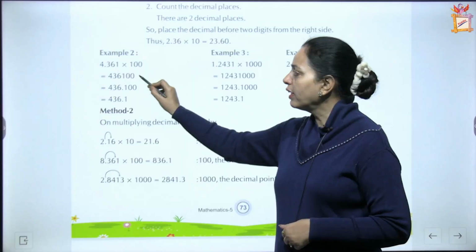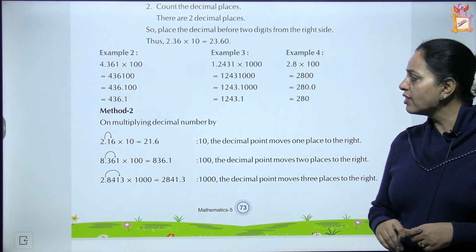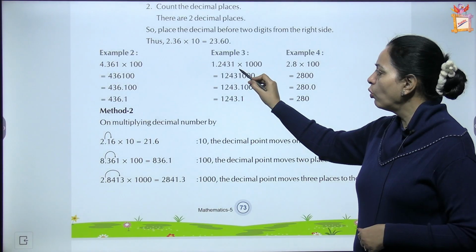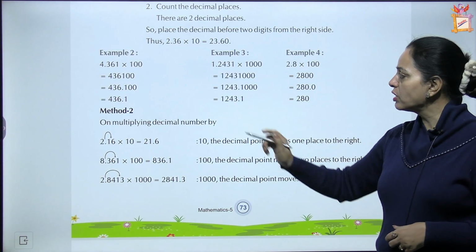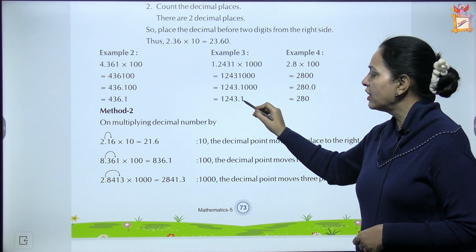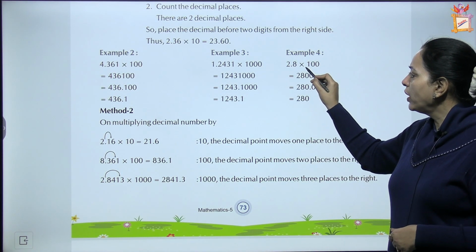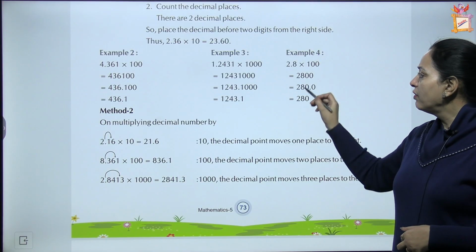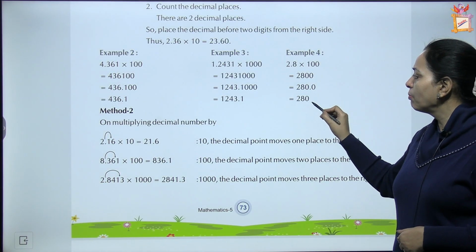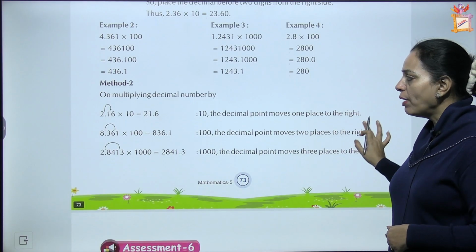Example 2, like 4.361 multiplied by 100. Simply multiply. Now put the decimal point before 3 digits. So this is the answer. Now 1.2431 multiplied by 1000. Simply multiply. Put the decimal before 4 digits. This is the answer. Now example 4, 2.8 multiplied by 100. This is 2800. Put the decimal before 1 digit. Answer is 280.